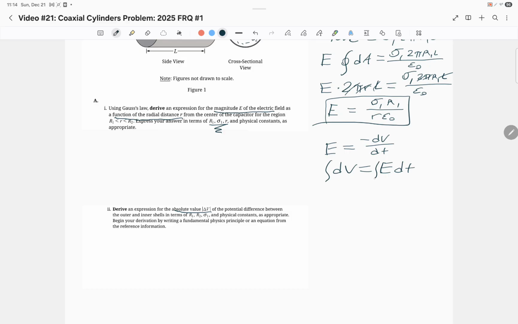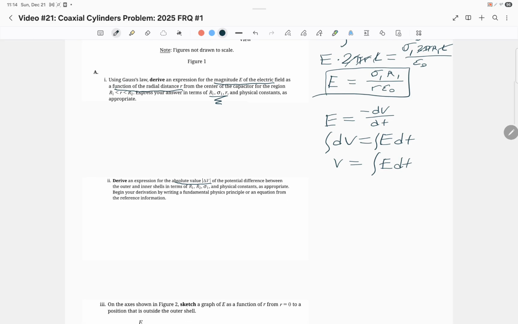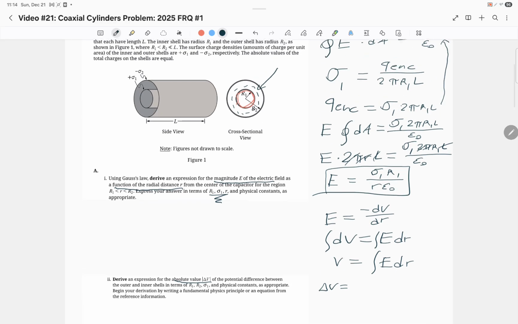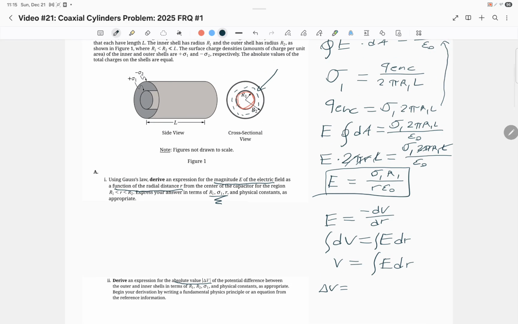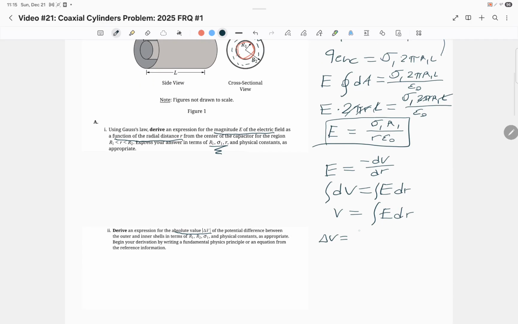Then we integrate both sides. We get V equals the integral of E with respect to distance, dr, because we're working with radius. This is what we want to use here. It's not your answer, but if we want to find that potential difference, where are we integrating from and to? The potential difference between the inner and outer shell. The inner shell has a radius of R1, the outer has a radius of R2, so we're integrating from R1 to R2.